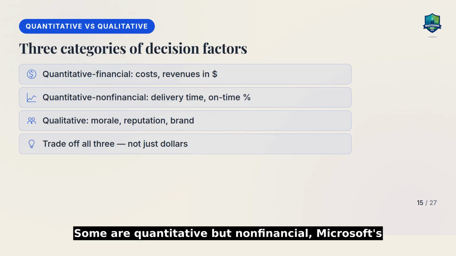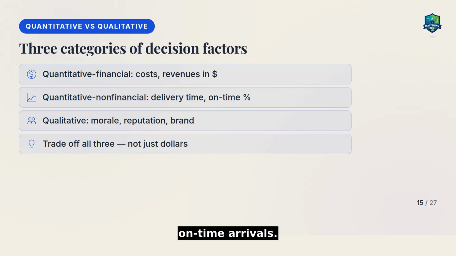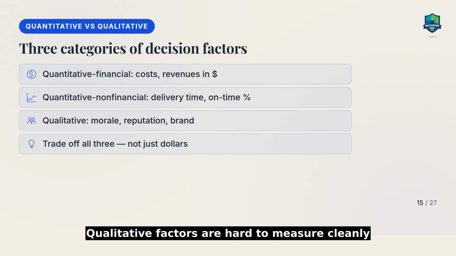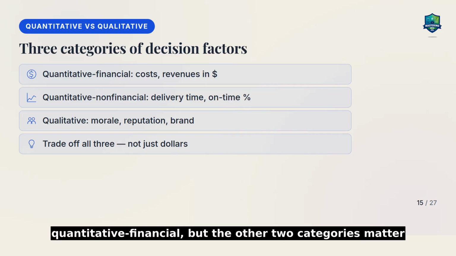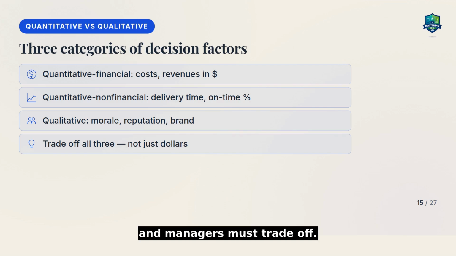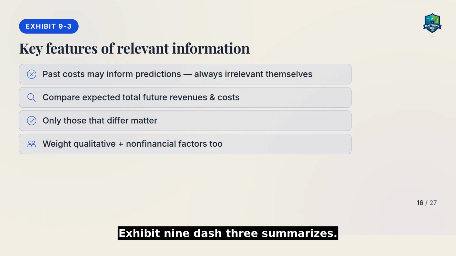Some are quantitative but non-financial: Microsoft's product development time, JetBlue's percentage of on-time arrivals. Qualitative factors are hard to measure cleanly, employee morale being the classic. Relevant cost analysis emphasizes quantitative financial factors, but the other two categories matter and managers must trade off. Exhibit 9-3 summarizes. Past costs may help with predictions but are themselves irrelevant.